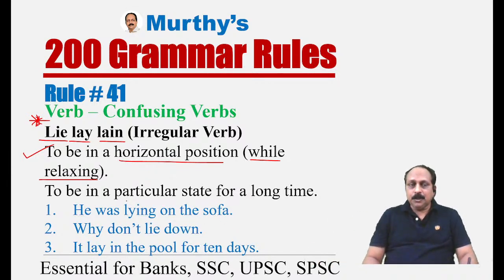Second meaning, to be in a particular state for a long time. This meaning a lot of people don't know. To be in a particular state for a long time. So lie, lay, laying, irregular form, 2 different meanings. There is a typical meaning. This is also there. He was lying on the sofa. Past continuous. Lie, continuous form also very important. Lying. Where was he? He was lying on the sofa.